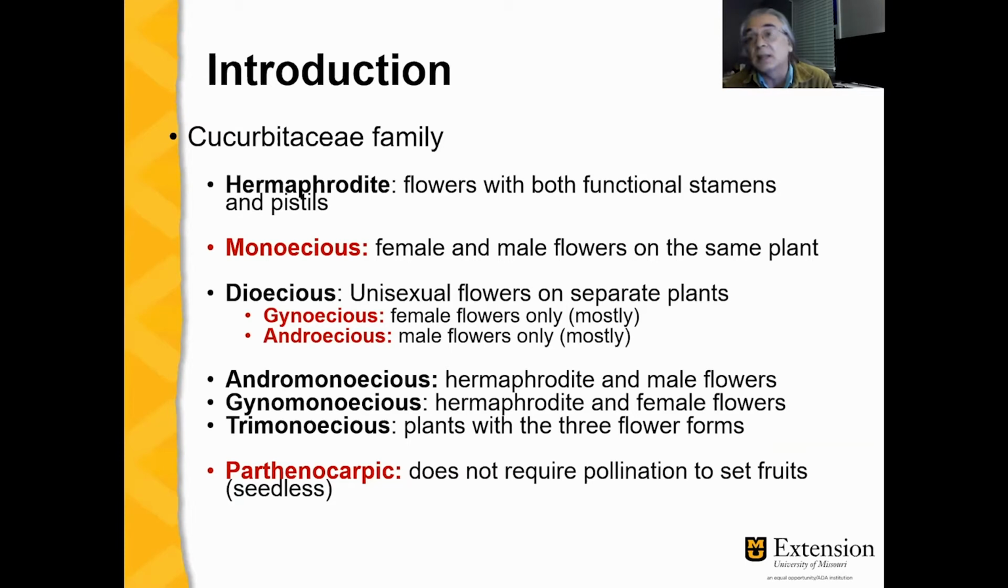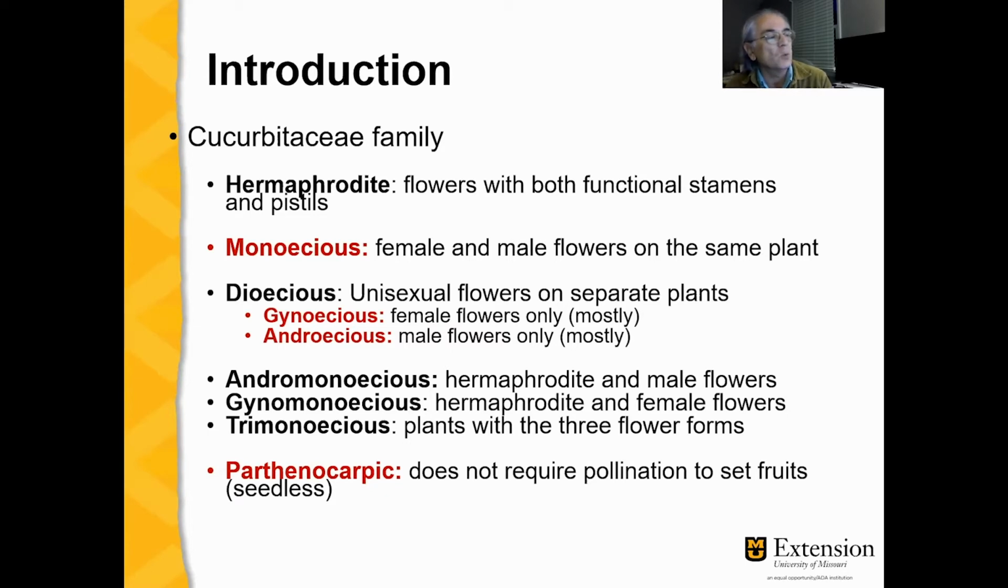Hermaphrodite flowers are usually the fully functional flowers that have both masculine stamens and pistils, so they're masculine as well as feminine in the same flower. Monoecious is what we call it when the female and male flowers are different, but they are in the same plant. So the plant is called monoecious because it has both female and male flowers in it. The flower is either female or male.